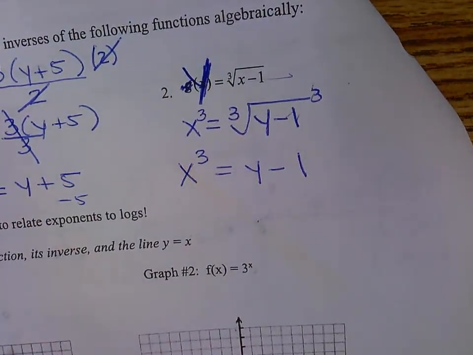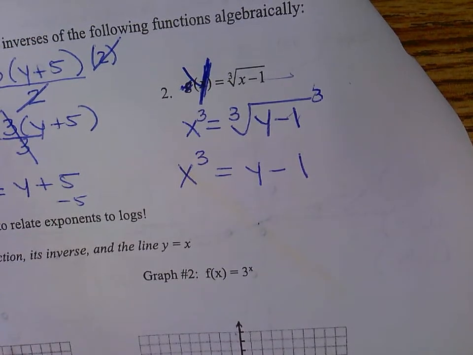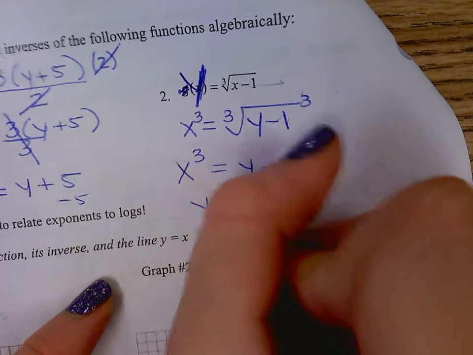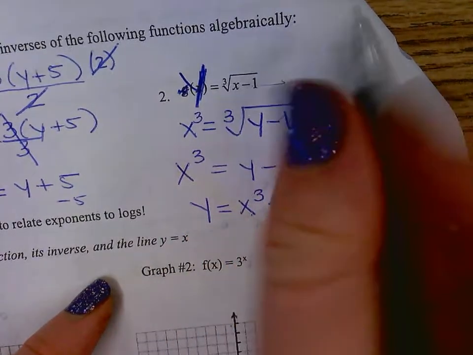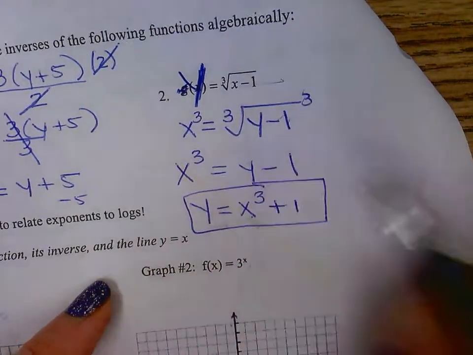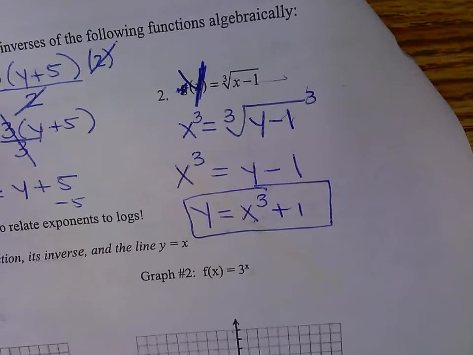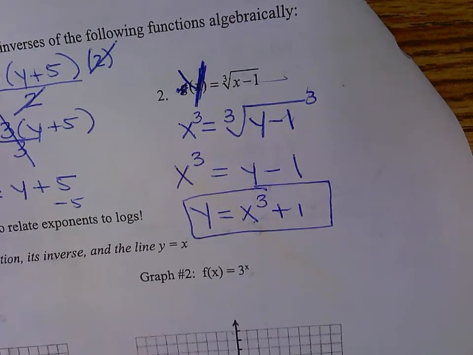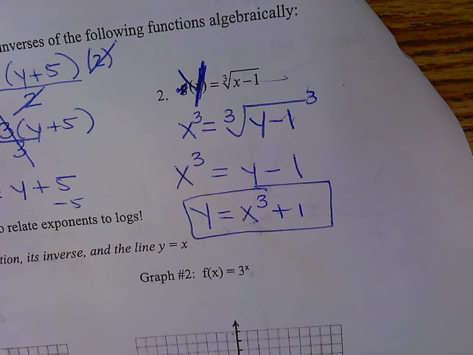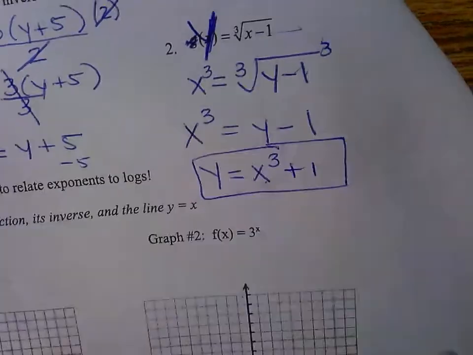What's my last step to get y by itself? Add 1 to the other side. So x cubed plus 1. So my inverse function, if you notice a couple things, cube root and a cube, a minus on the inside of the function became a plus on the outside of the function. So if we plug them in, that's what we would get. We'd get x.